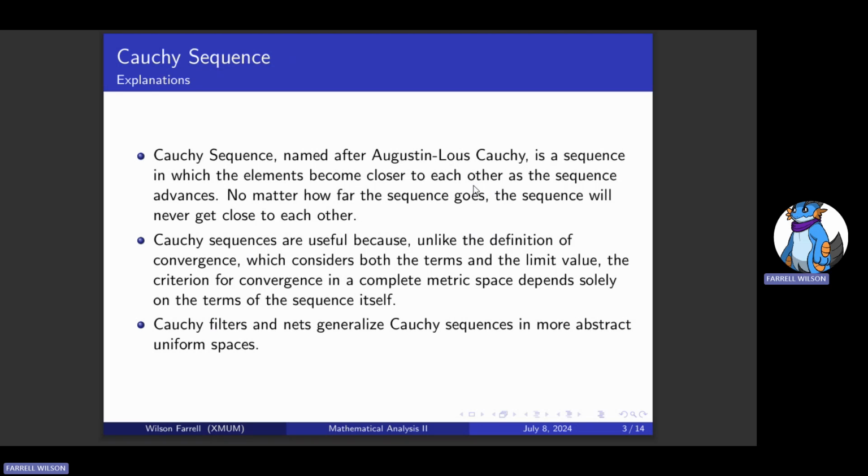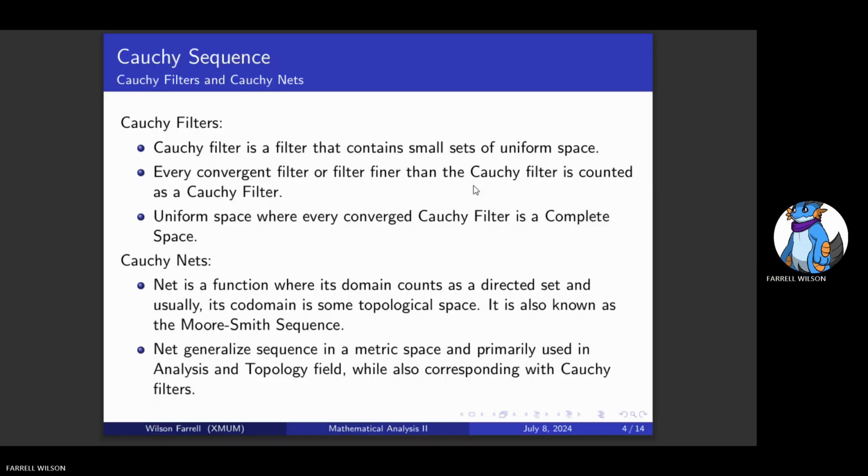The Cauchy filters and the Cauchy nets generalize the Cauchy sequence in more abstract uniform spaces. The Cauchy filter is a filter that contains small sets of the uniform space. Every convergent filter, or any filter that is finer than a Cauchy filter, is counted as a Cauchy filter. A uniform space in which every Cauchy filter converges is known as a complete space.